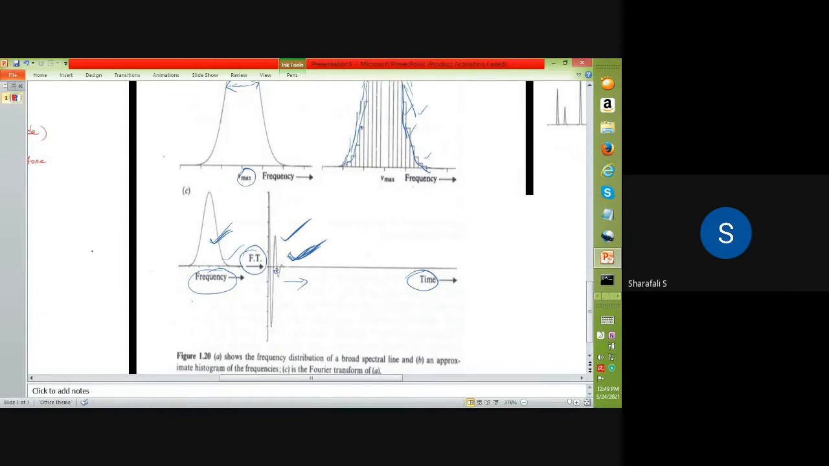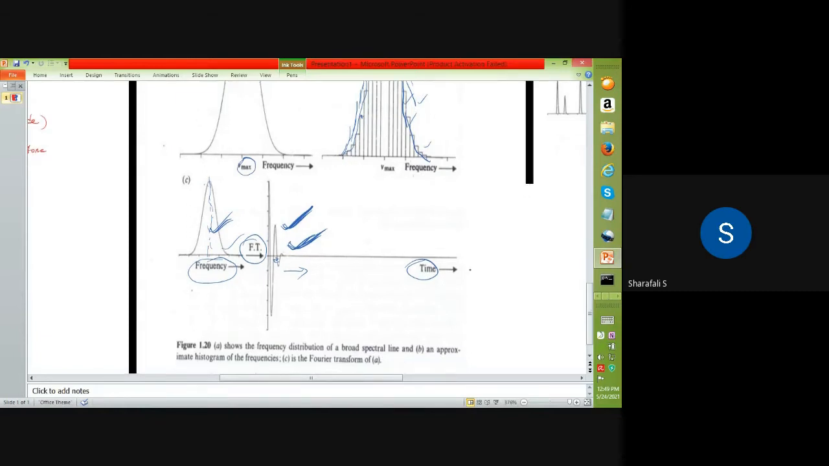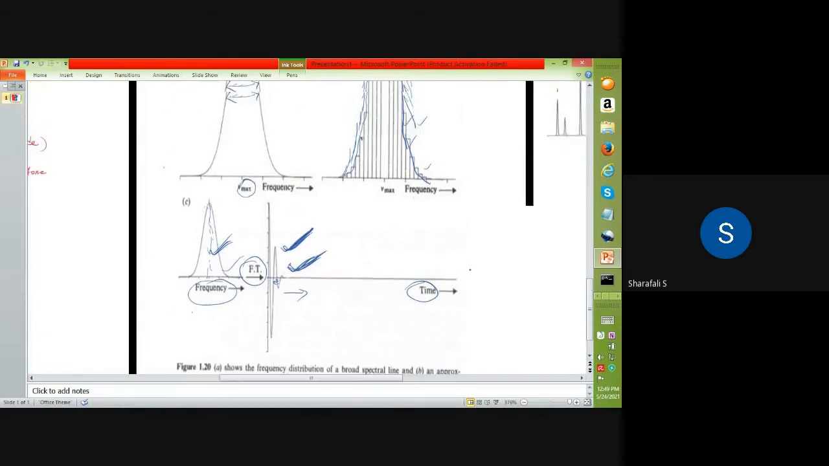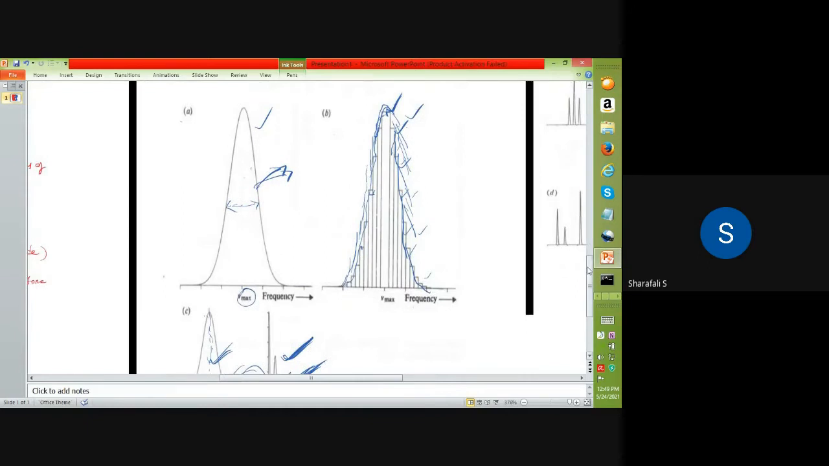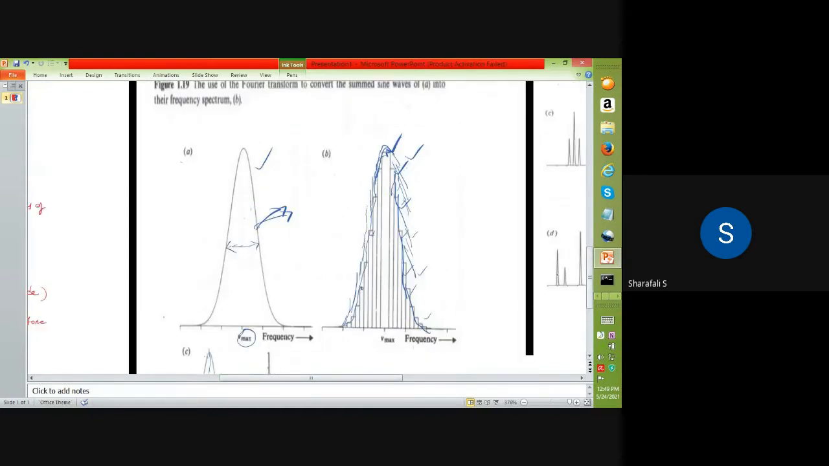So that frequency will be the central frequency of the spectrum. That frequency of that signal here in time will be the central frequency of this spectral line. But the important thing is that the intensity of this particular signal is decreasing with increasing time. So it is getting decayed as time increases.